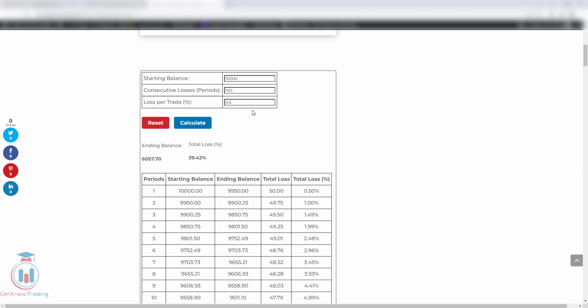So have in mind to use this calculator to calculate the drawdown on your trading account with consecutive losses or periods. If you have any questions regarding this drawdown calculator, please leave a comment and I will try to make a new video with an answer to your question.